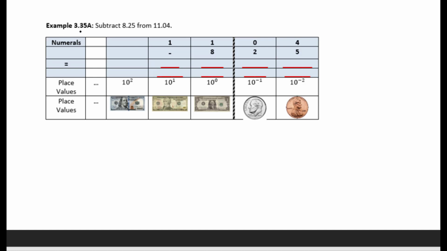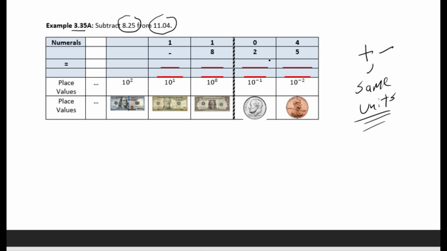Okay, well, 3.5, here we go, last section in chapter 3. So this goes back, just a pretty simple example. All we're doing is subtracting 8.25 from 11.04. And obviously you can do this on your calculator, and the only point I want to make here is, again, when you add or subtract, you can only add or subtract the same units, which we saw in fractions, and now we're going to see it in decimals.